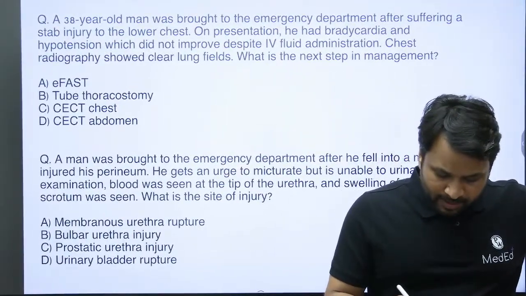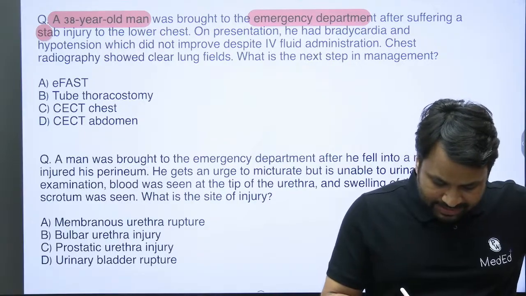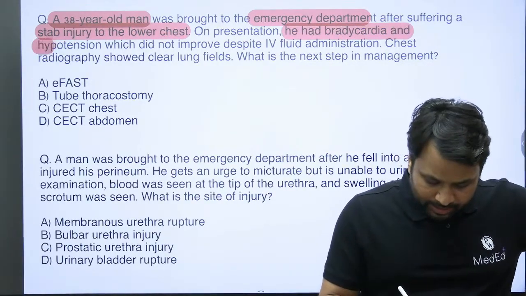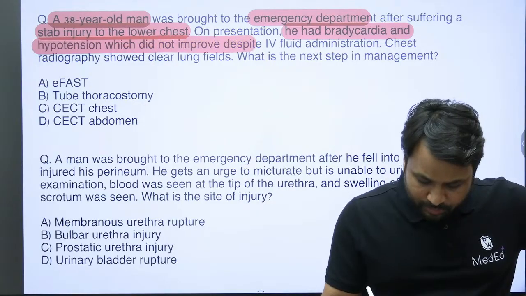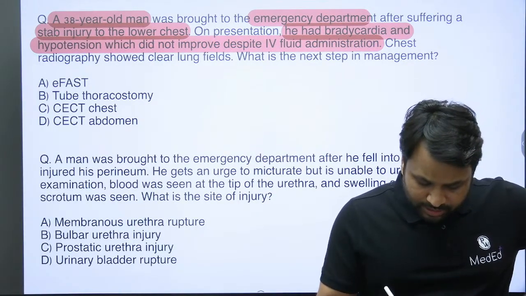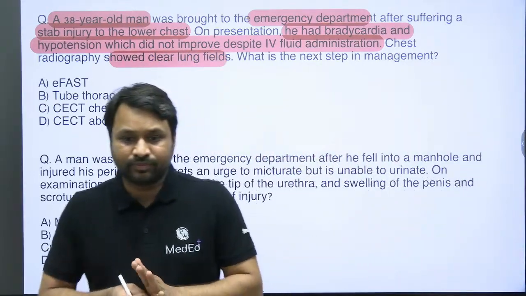Next question. A 30-year-old man is brought to the emergency department after suffering a stab injury to the lower chest. He has bradycardia and hypotension, which does not improve despite IV fluid administration. The chest radiograph showed clear lung fields. What is the next step in the management?